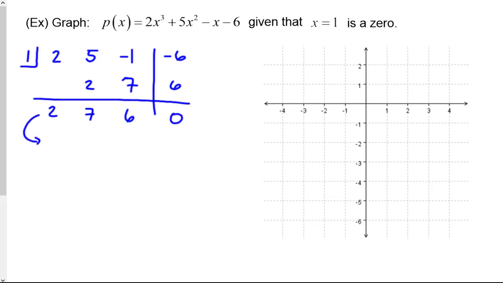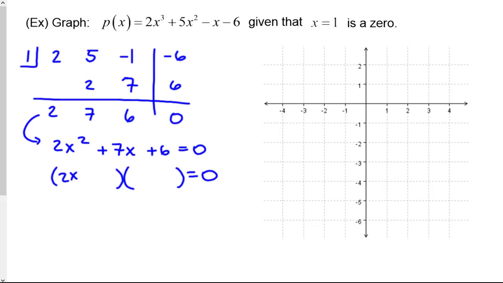And this is a quadratic, which looks like 2x squared plus 7x plus 6 equals 0. And let's see, 2x and x. Got to get this to 7. So I think, okay, if I do 2 here, that would be 4. 3 there, that would be 7. So positive 2, positive 3. So x equals negative 3 halves and x equals negative 2. So positive 1 is a 0.